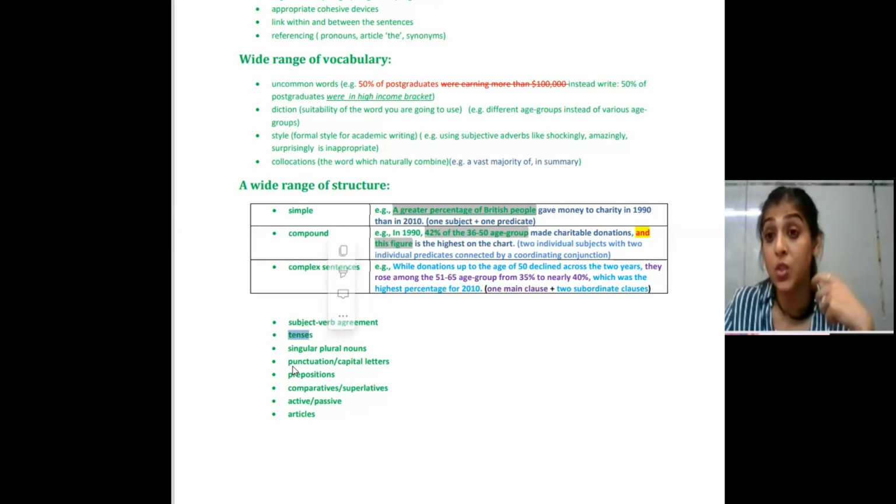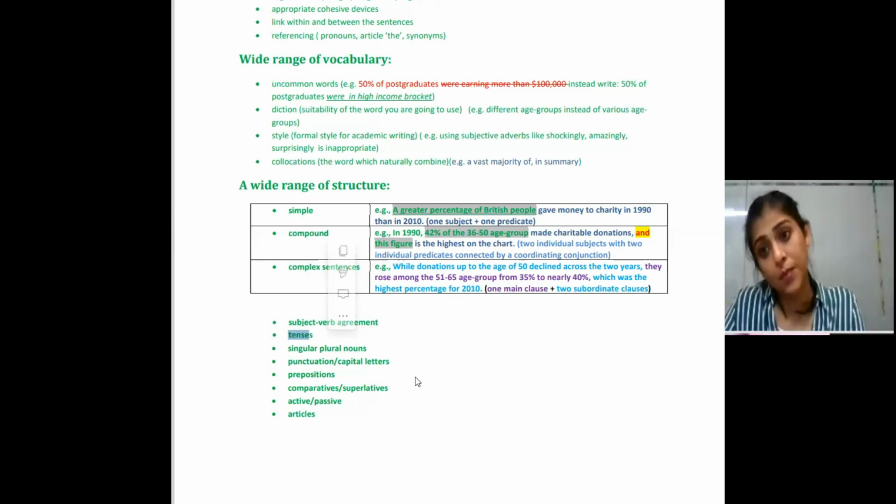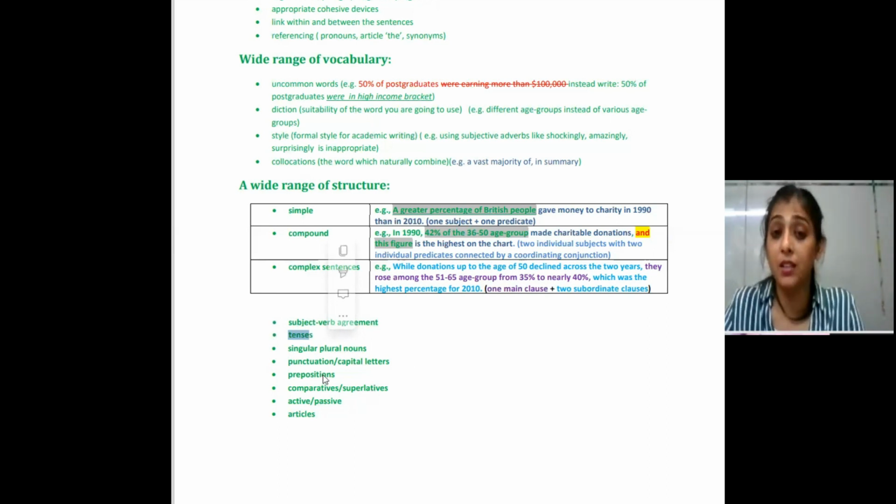Next is about punctuation. Punctuation is very important. Most of the students don't consider punctuation. They don't take it so seriously. Sometimes they don't put full stops. Sometimes they miss commas. So, punctuation is very powerful. It can decisively change the meaning of your sentence.